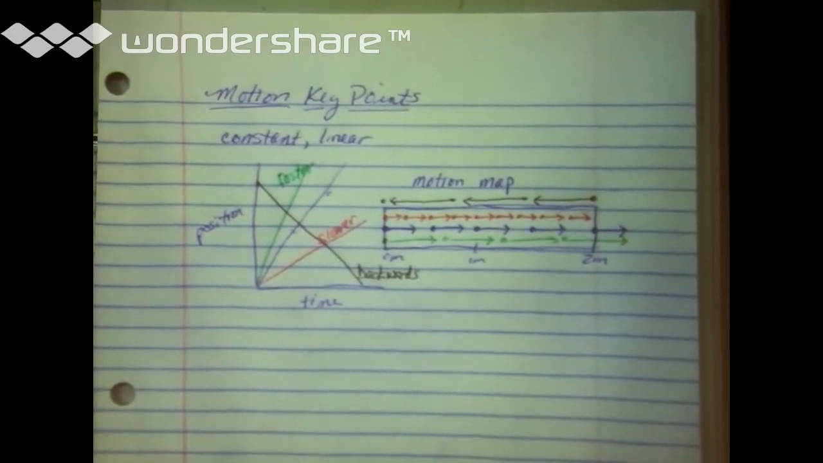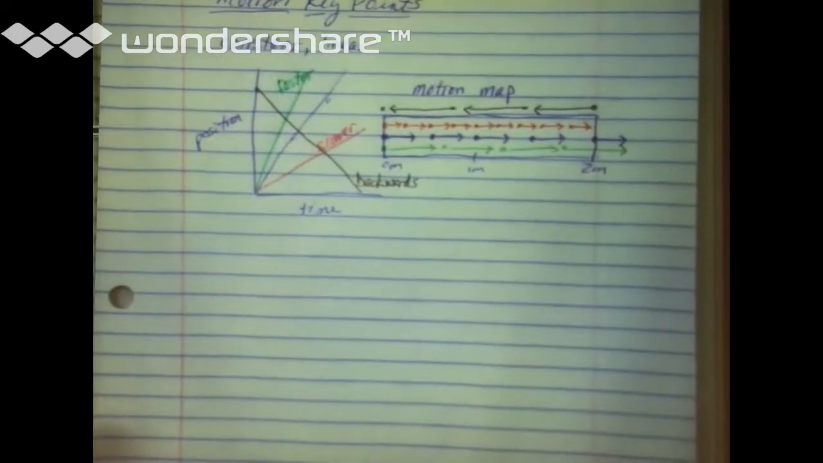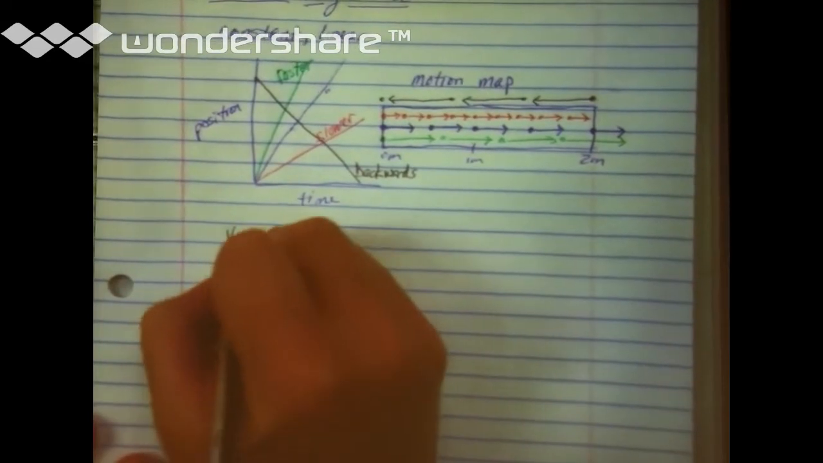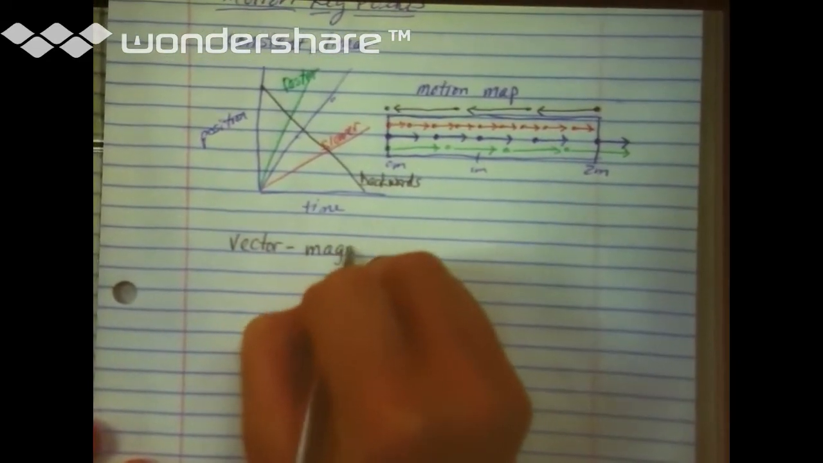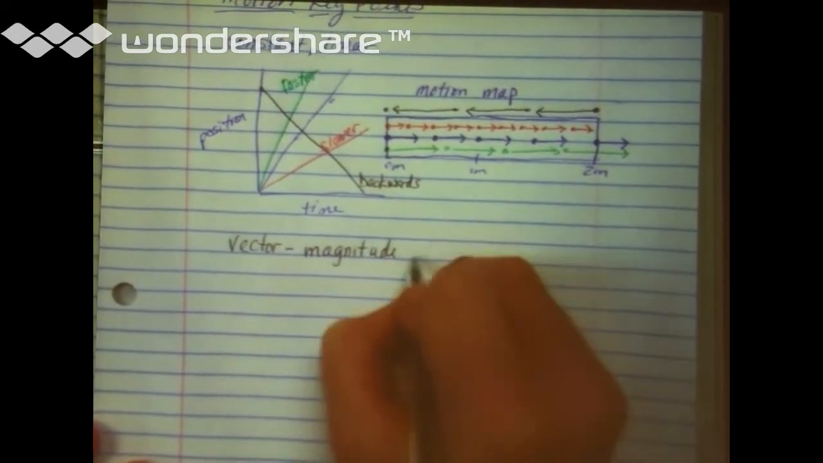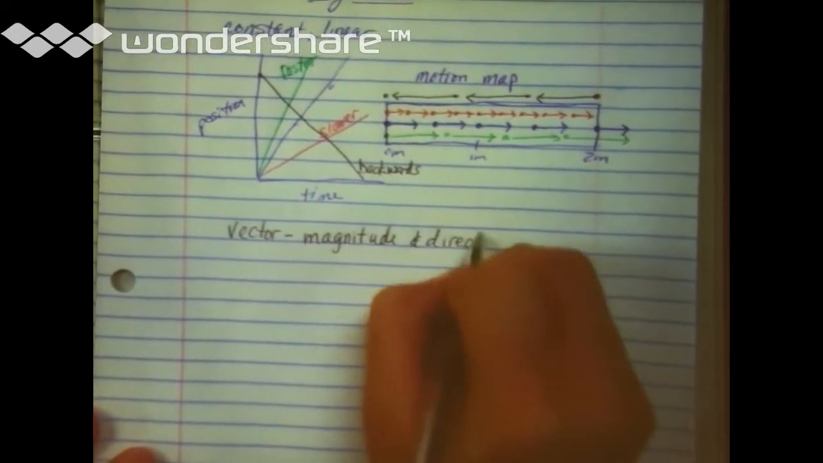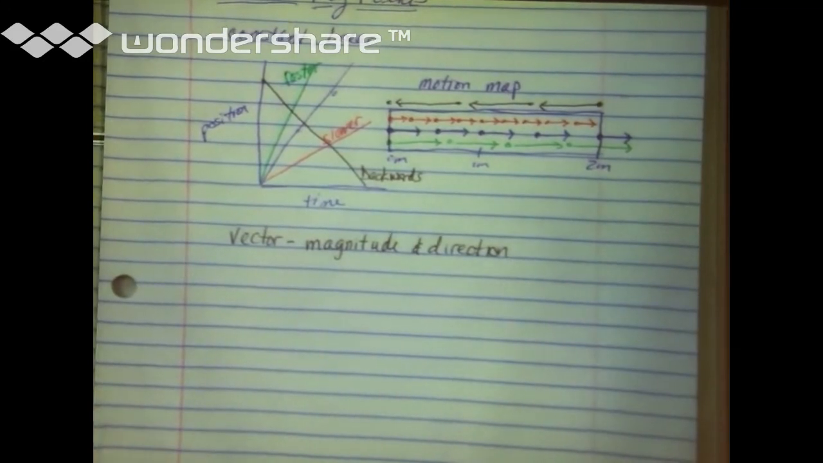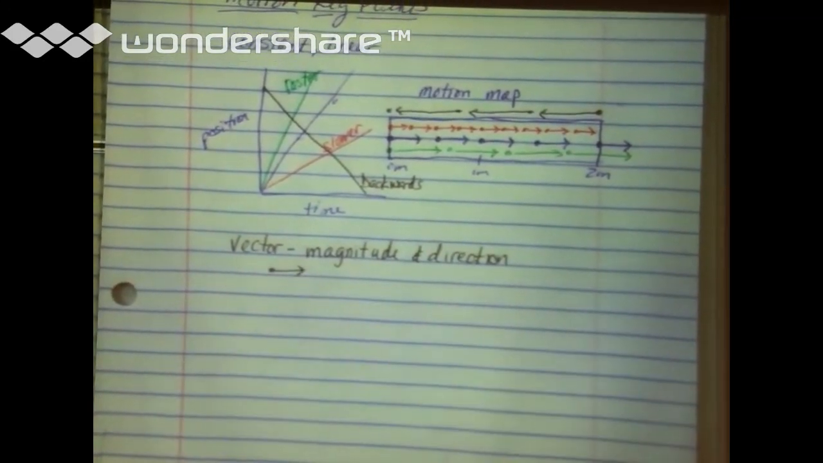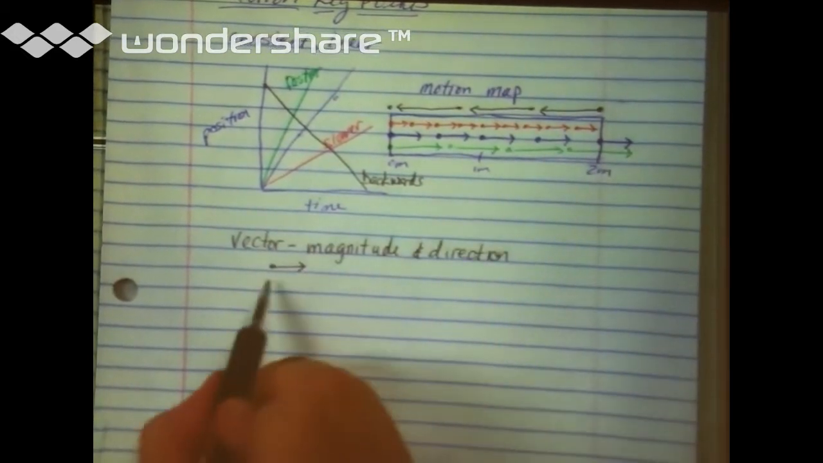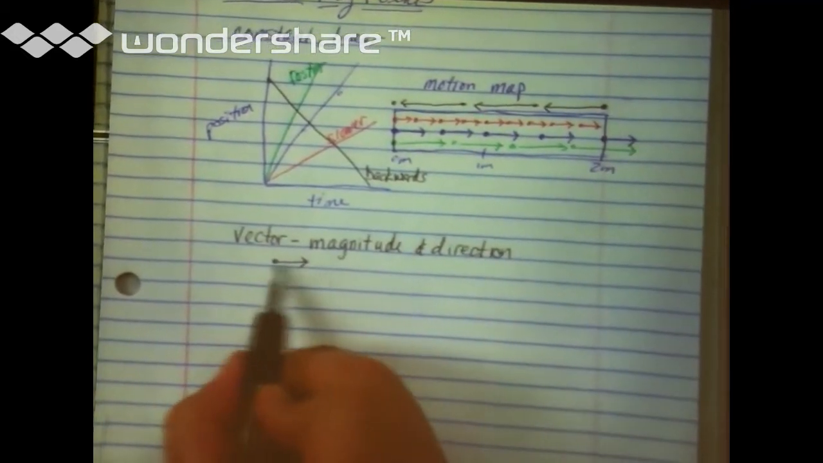Now what I've been drawing on my motion map there are vectors. And a vector is a quantity that has magnitude, which means it has a value, and it has a direction. And we use the arrows to represent those vectors. So an arrow here is a vector, that's one vector. It shows us, in this case, where it is, how long, and how fast.